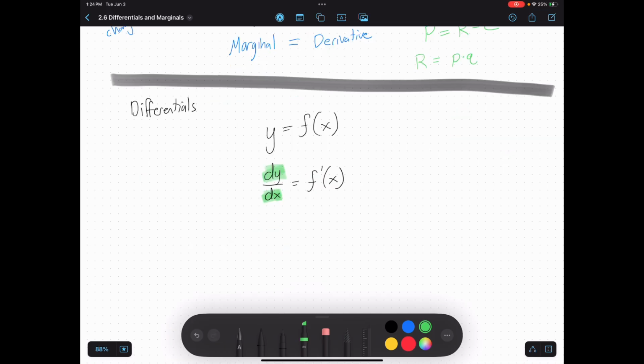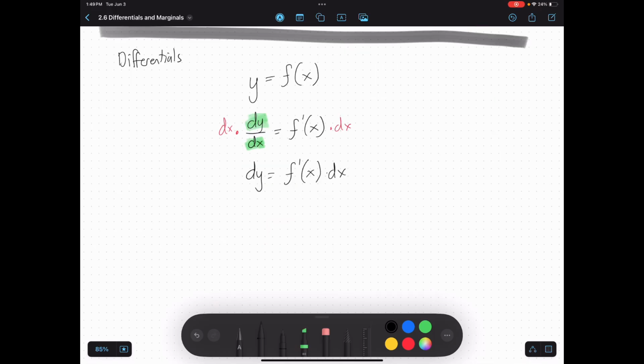To get a differential, all I'm going to do is multiply both sides by dx, which leaves us with dy is equal to f prime of x times dx. And this really is all a differential is. It's just a different way to write your derivative formula. Differentials represent this idea of multiplying the derivative by dx, or the change in x, in order to get your dy, or your infinitesimally small change in y.